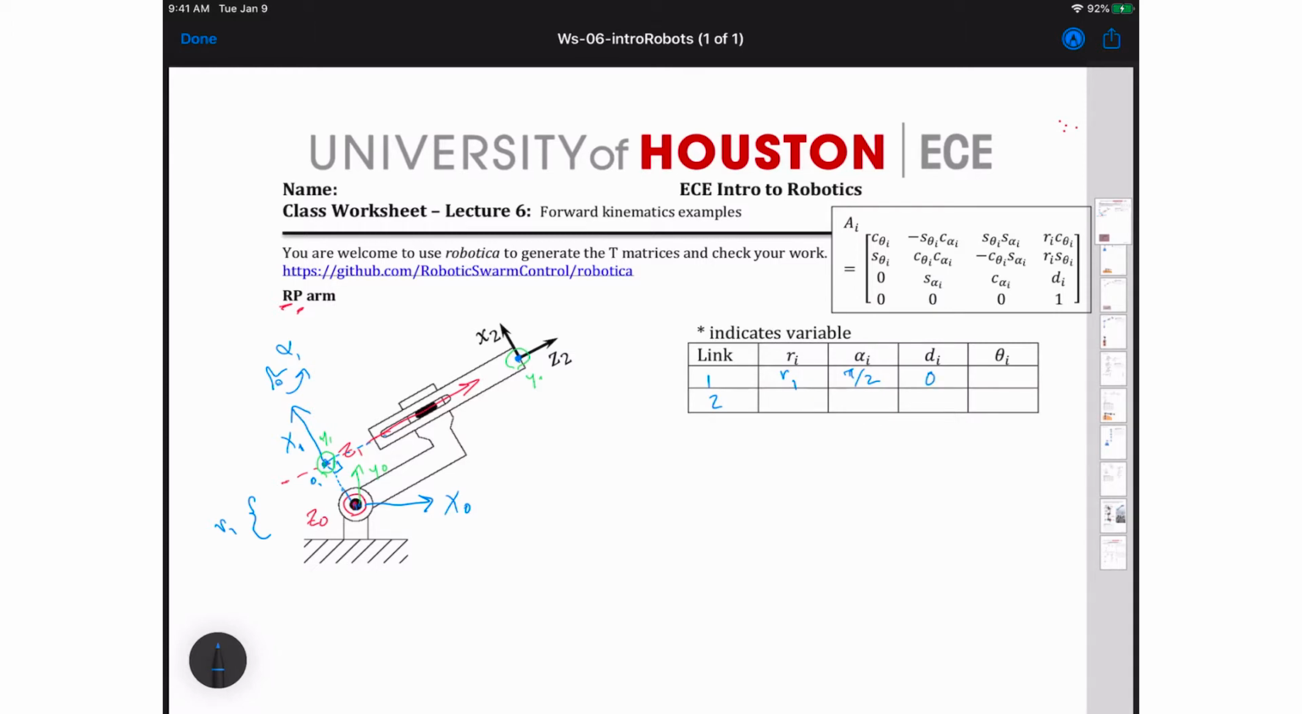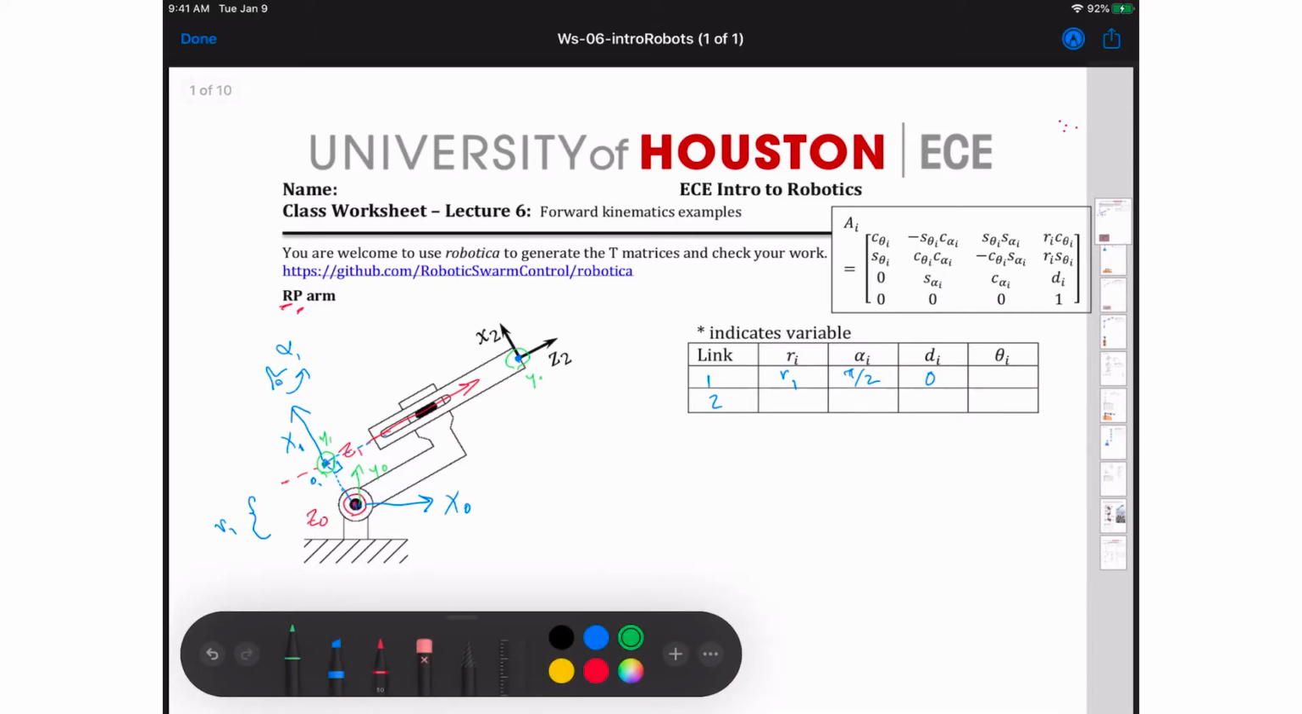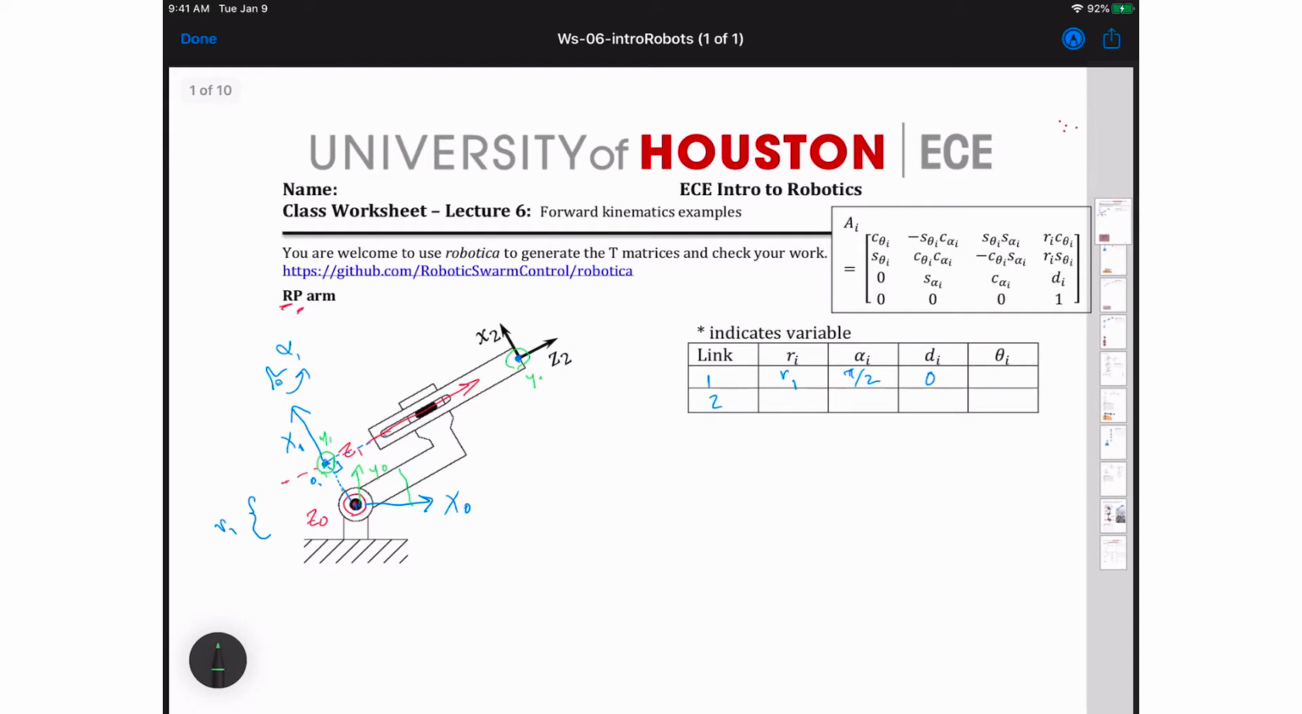And then theta 1 is my angle. I'm going to do that in green. My angle from my x0 to my x1 along my z0 axis. So that is my theta 1, and that is my variable. So theta 1 is my variable. I've got that there. Next, I need to do my second link.